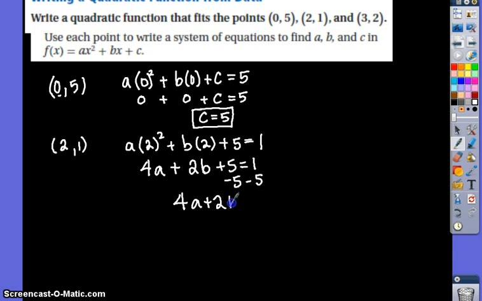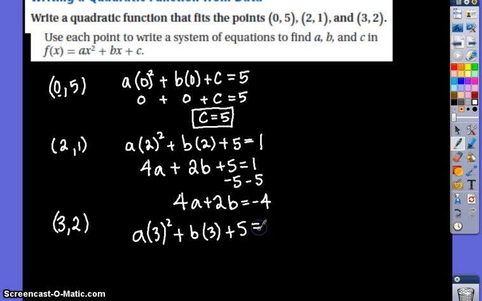4a plus 2b equals negative 4. Okay, we're going to do the same thing with the last ordered pair, which is 3, 2. So a times 3 squared plus b times 3 plus c, which we already know is 5, equals 2 in this case. So that's 3 squared is 9, 9a plus 3b plus 5 equals 2.